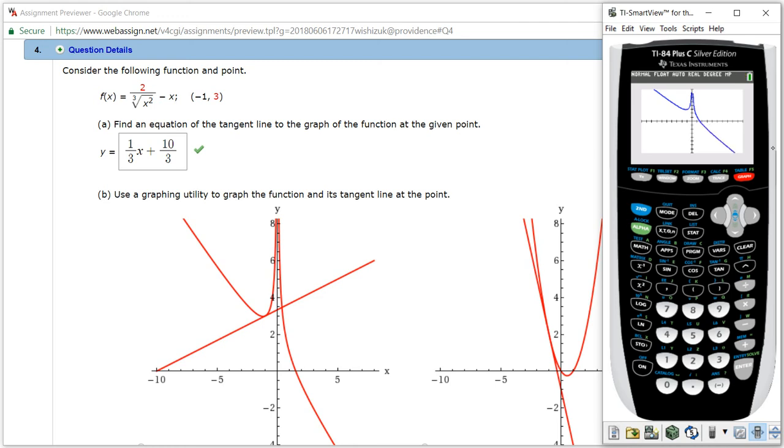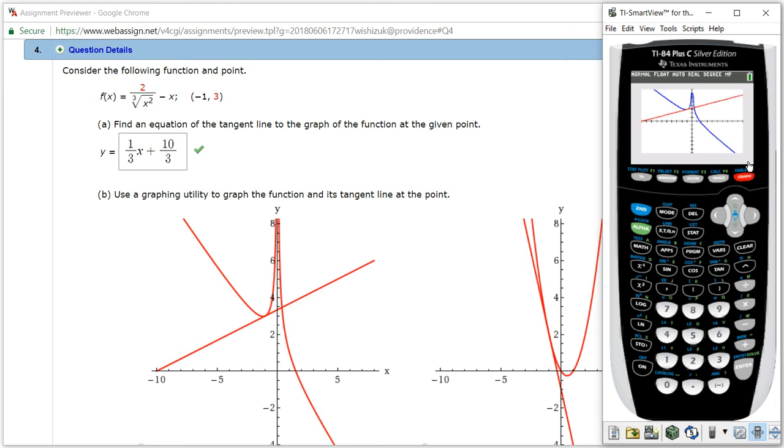That looks good. And I'm going to add another one, the tangent line, which is going to be 1/3 x. I'm going to write it as x divided by 3 plus 10 divided by 3. Then sketch the graph. It looks like that.